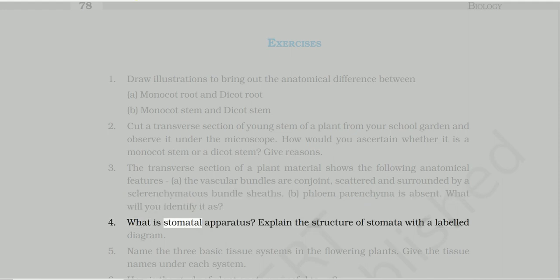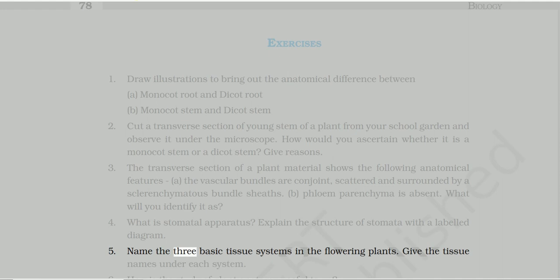4. What is stomatal apparatus? Explain the structure of stomata with a labeled diagram. 5. Name the 3 basic tissue systems in the flowering plants. Give the tissue names under each system. 6. How is the study of plant anatomy useful to us? 7. Describe the internal structure of a dorsiventral leaf with the help of labeled diagrams.